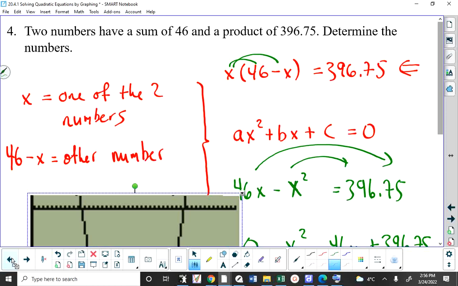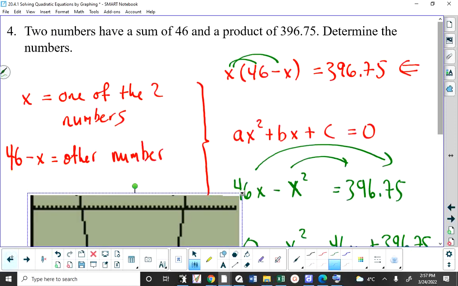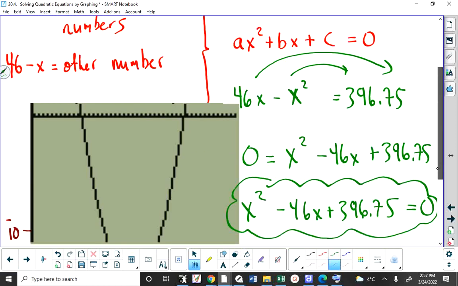So this lesson is about solving quadratic equations graphically and about starting to build quadratic equations from word problems. And I'll tell you right now, if you knew how to solve this quadratic equation here algebraically, you would much rather do it algebraically than graphically.